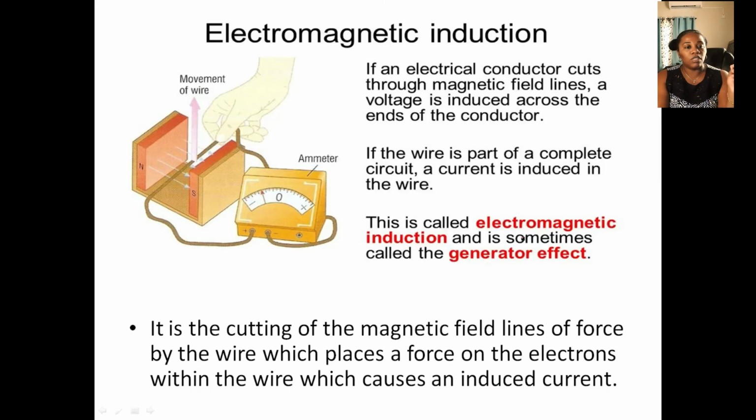Now, we're going to learn about magnetic induction, electromagnetic induction. So, if an electrical conductor cuts through magnetic field lines, a voltage is induced across the ends of the conductor. So in this case now, there is no current traveling through the wire. The wire now is cutting through the magnetic field lines, and we are attaching it to an ammeter. And remember that ammeters measure current. And what you're going to realize is that passing this wire through the magnetic field lines causes it to be cutting the magnetic field lines, and it's going to produce a current, right? So that's the electromagnetic induction right there.